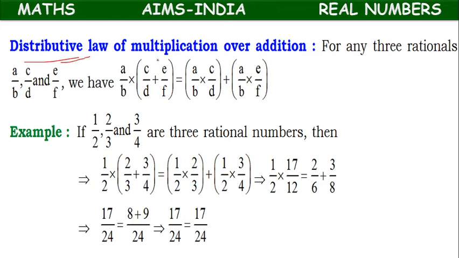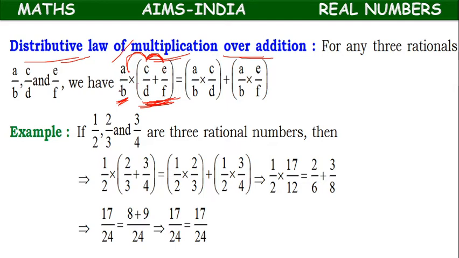Next, distributive law of multiplication over addition. It means if we have addition of two rational numbers, this addition is multiplied by another rational number. So we can distribute this multiplication to these two individual rational numbers, or we can distribute multiplication over this addition. So here a by b is there into c by d, e by f is there, but c by d and e by f, they are involved in addition.